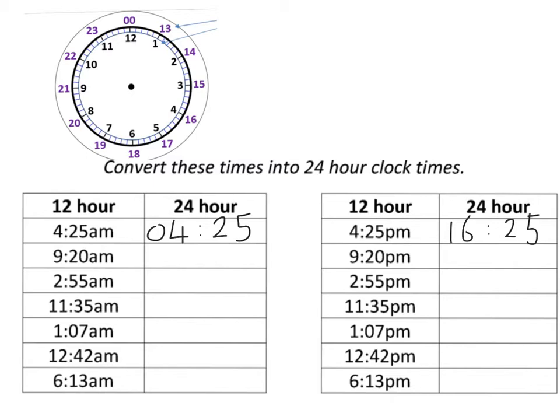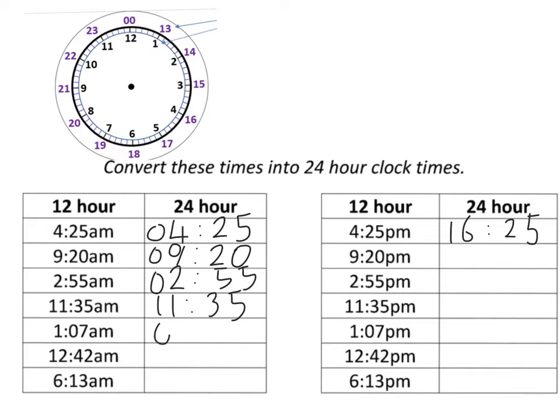Okay, so 9:20 AM would become 09:20. 2:55 AM will be 02:55. So you can see the first three examples here were all single digit hours and you added a 0 before them. 11:35 AM, so 11 is not a single digit number, it remains the same, 11:35.